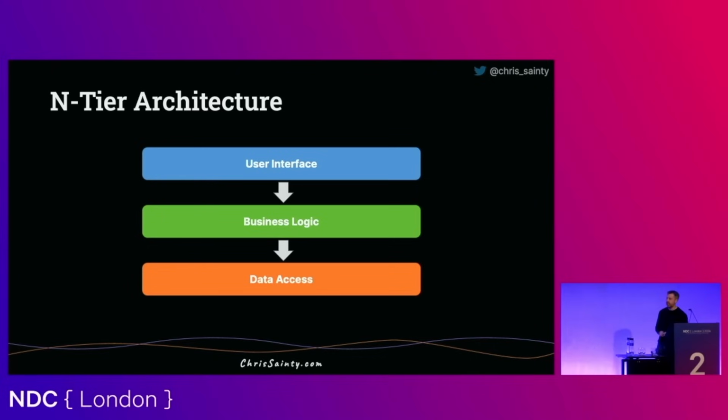Now, I'm sure most of you have seen this type of diagram before. We have a user interface, a business logic layer, and a data access layer. And when I started my career, this made a lot of sense. It seemed a good way of organising applications.